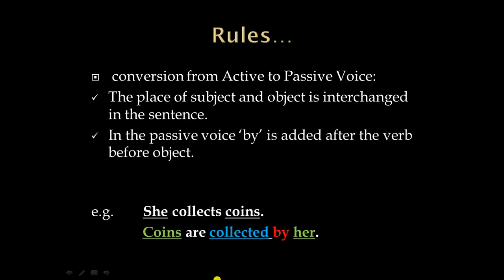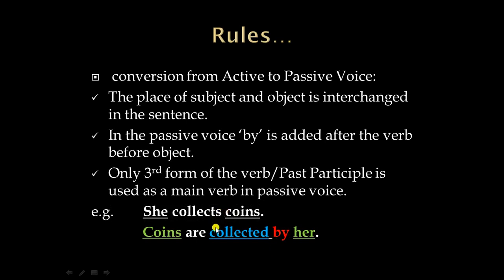The second change you might have noticed is the addition of by after the verb. The third change is that the form of the main verb, which was the first form, collects, has now changed into collected. So keep it in mind that only the third form of the verb, which is the past participle form, is used as the main verb in passive voice. No matter which tense you are talking about, when you change it into passive voice, you convert the main verb into the third form of the verb.